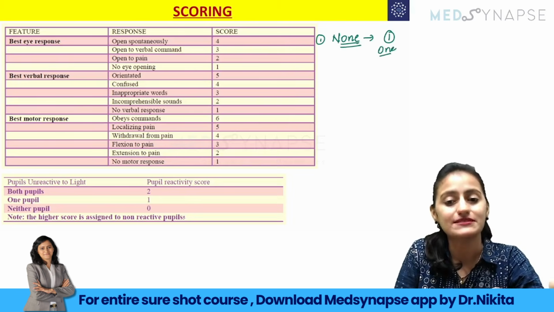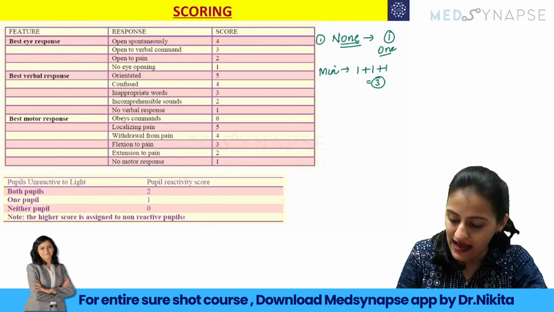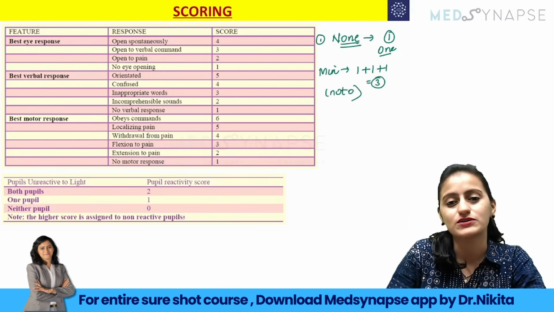So none is 1. So the minimum GCS score that we get is 1 plus 1 plus 1, that's equal to 3, and it's not 0. Okay, and it's not 0.